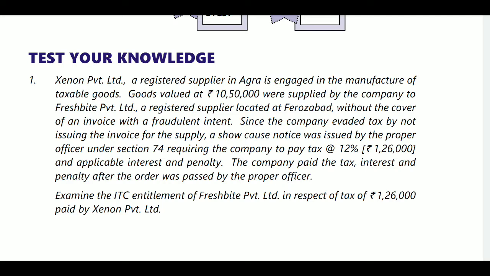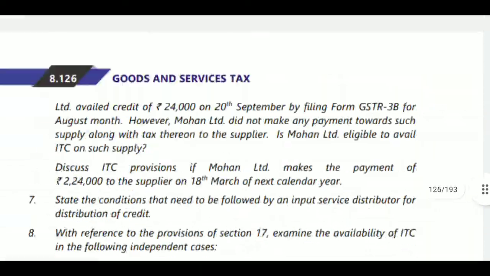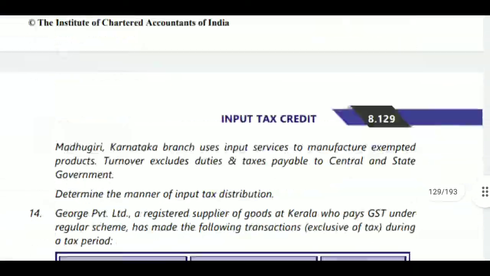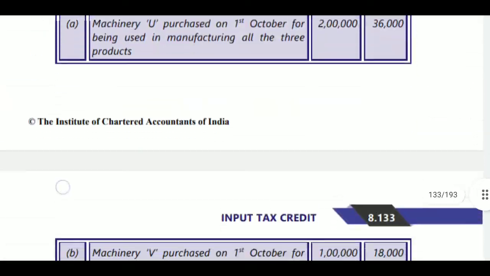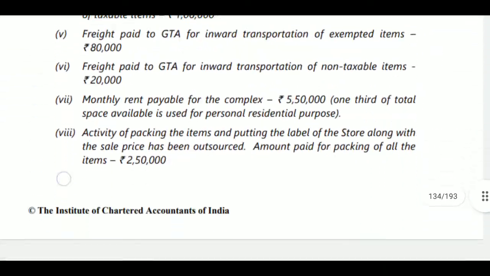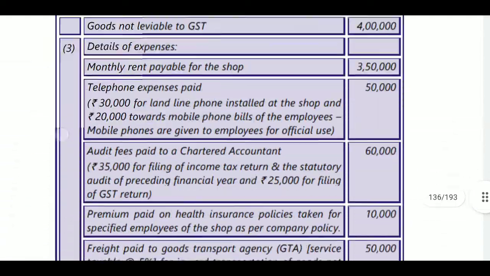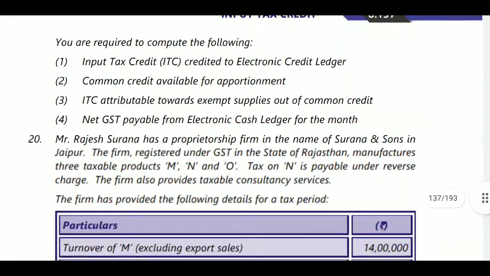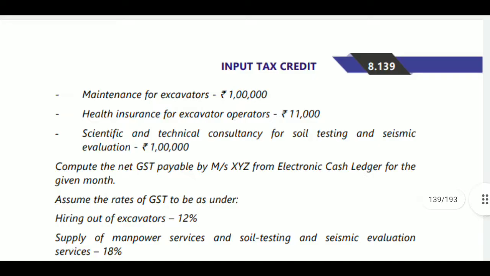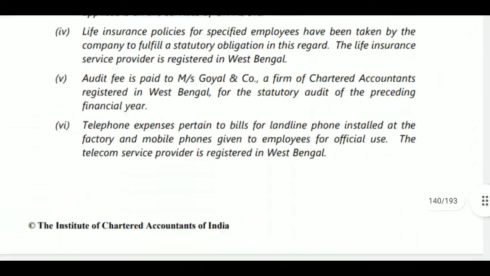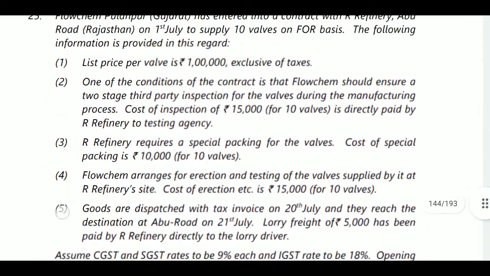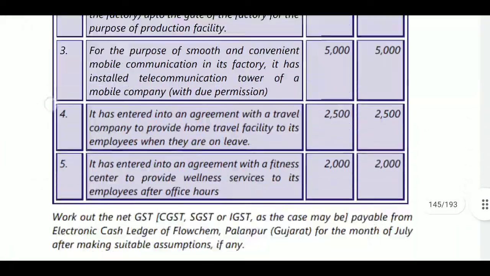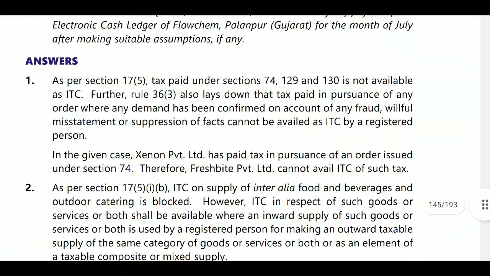So, if any person has paid the tax amount with penalty or interest after the show cause notice, the ITC is not available as per section 74, 129 or 130. So, the answer will be as per section 17(5). First answer will be as per section 17(5).